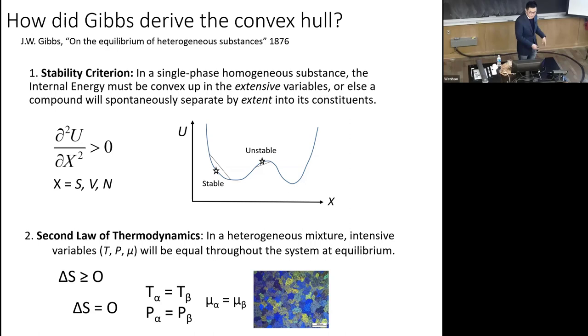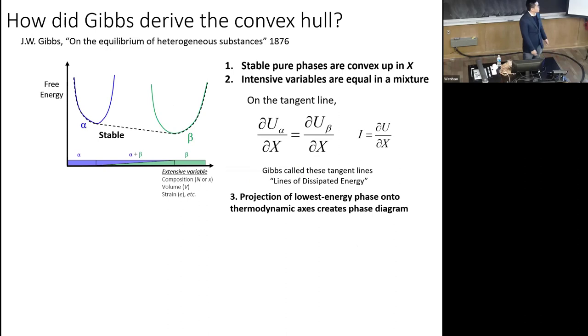The most important statement of the second law of thermodynamics is that entropy is maximized and equilibrium is reached when the intensive variables within a system are homogeneous. So if you have a multiple phase mixture, the temperatures have to be the same, the pressures have to be the same, the chemical potentials have to be the same, all the intensive variables have to be the same. And we all remember that the intensive variables are partial derivatives of the internal energy with respect to the extensive variables. Okay, if you have these two principles, then you can derive the convex hull.